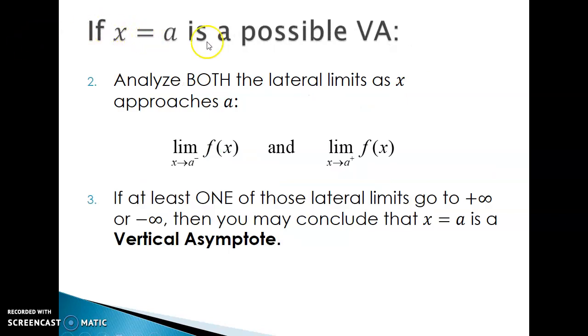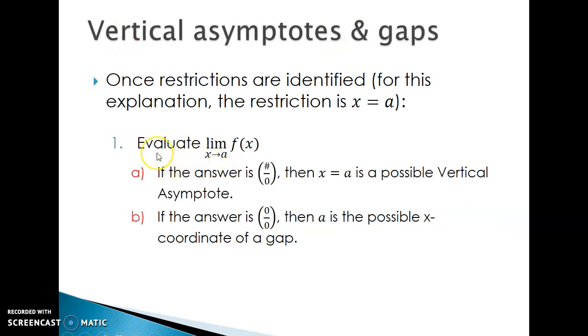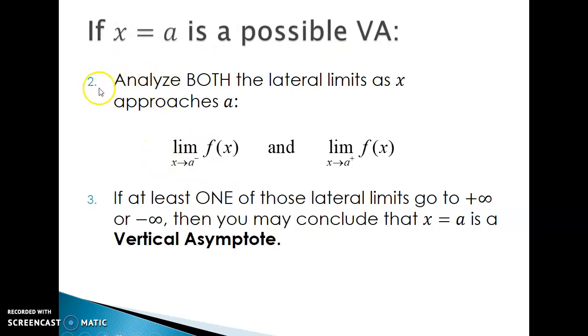If x equal to a is a possible vertical asymptote, that is the first option, then the second step is to analyze both lateral limits as x approaches a, that is, x approaches a from the left and x approaches a from the right. You analyze that with the explanation that we did in class last week. So if at least one of those lateral limits goes to positive infinity or negative infinity, then you may conclude that x equal to a is going to be a vertical asymptote, and that's it for that value.